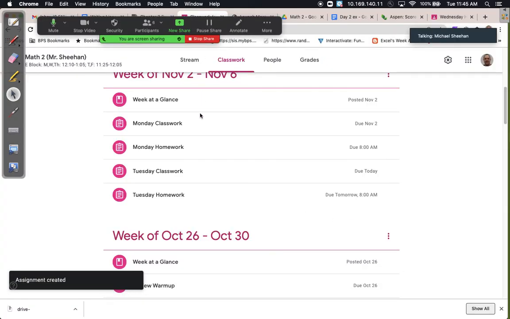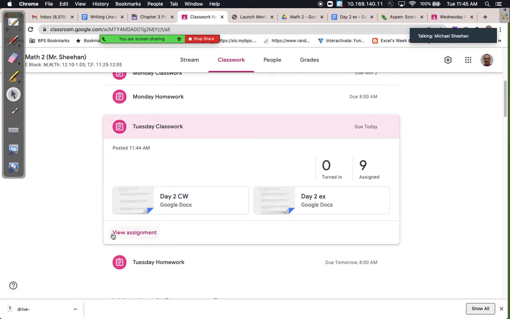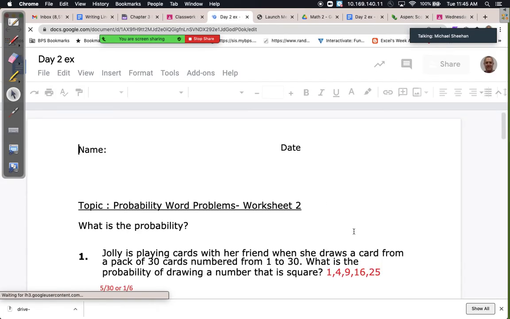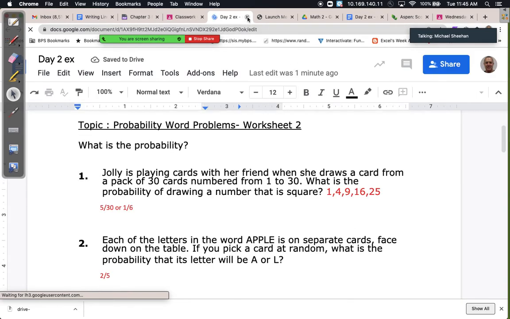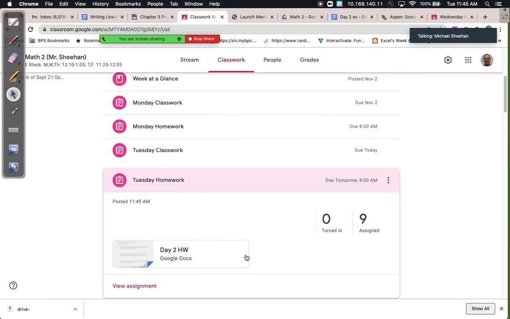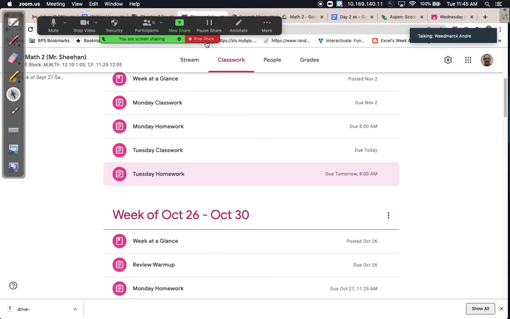So, if you go to Tuesday classwork and click on it, you're going to click View Assignment. If you look on the Day 2 examples, you'll see all the problems that we just went through, with all the answers. If it helps you to look at those, you can, but you don't have to do anything with that. The Day 2 classwork is what I want you to work on today. And then here's your homework. It's the same exact thing, just different situations, different numbers. All right, thank you.